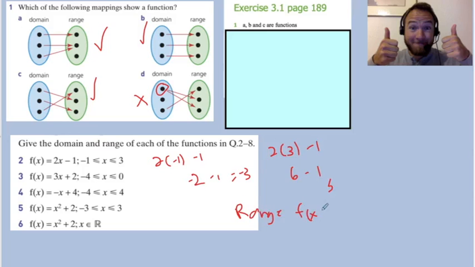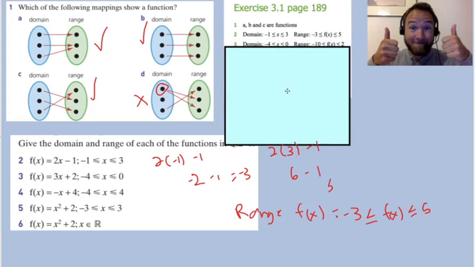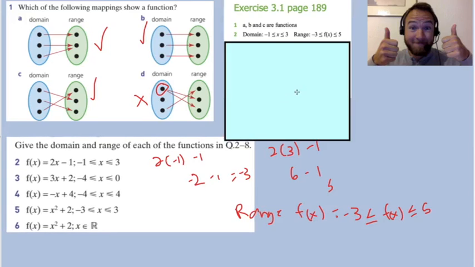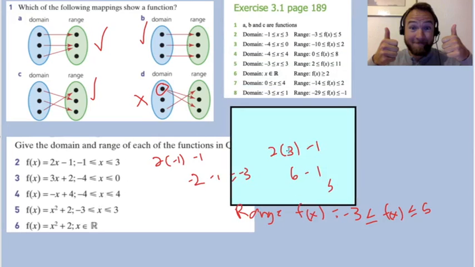So our range of f of x equals -3 less than or equal to f of x less than or equal to 5. Let's check how we did. Awesome. I'm not going to go through and do all of these, but you can check your work here.